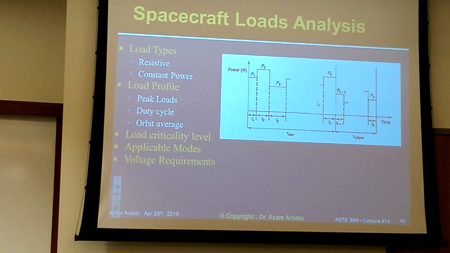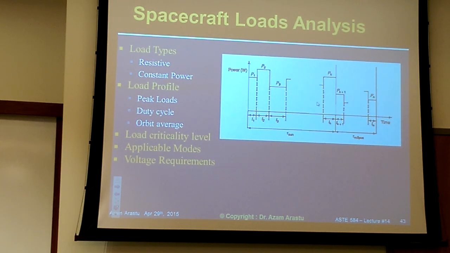So the loads analysis. As I said, before we do the whole system, we've got to understand what the loads are and the type of loads. The loads could be resistive loads or constant power loads. Again, we need to understand the load profile: the peak, duty cycle, orbital average. That's the power profile, and the load criticality level. How critical is that load?